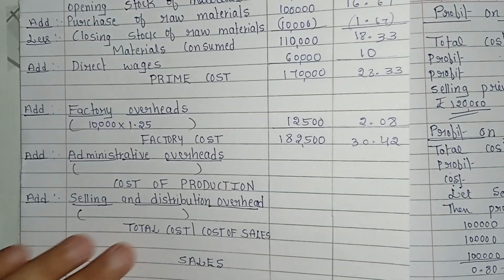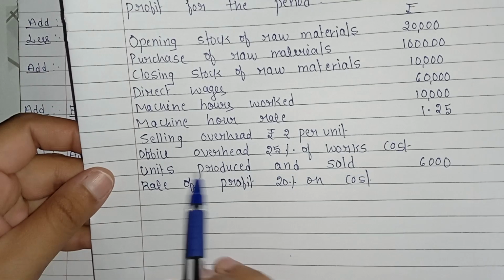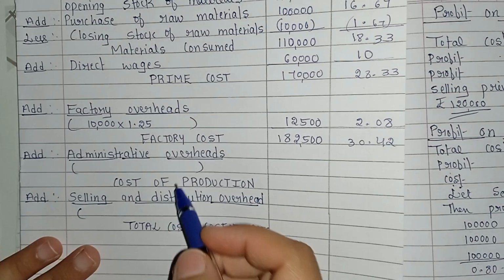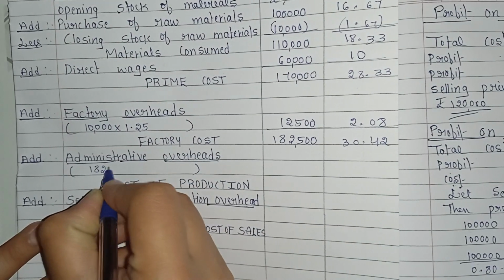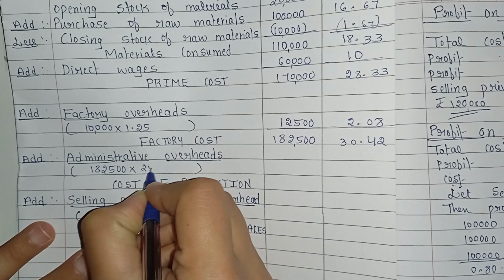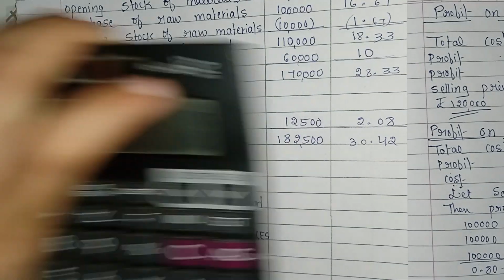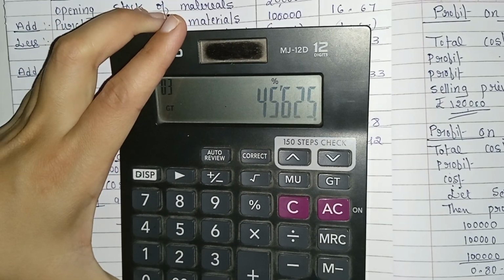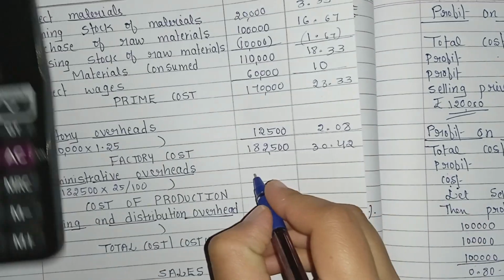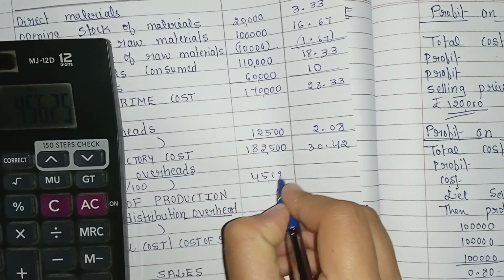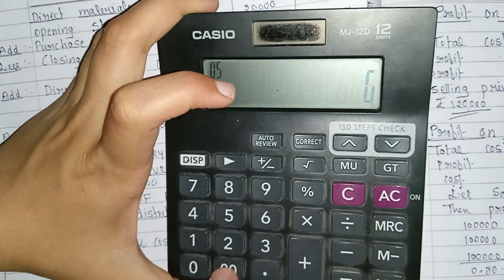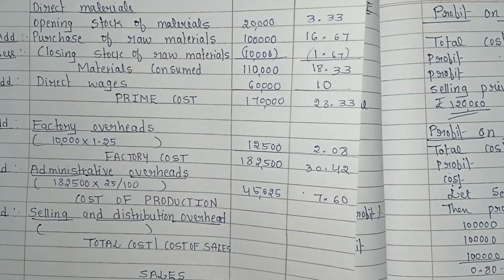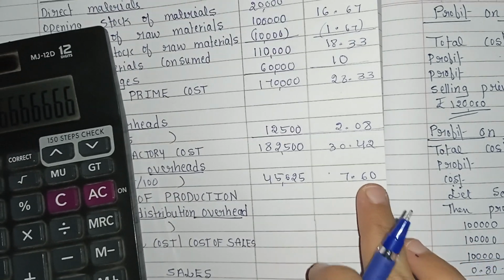Next, administrative overheads, that is office overhead, 25% of works cost. Our works cost is rupees 1,82,500 into 25 divided by 100, which is 45,625. 45,625 divided by 6,000 units is 7.60. Here I have taken only two digits.